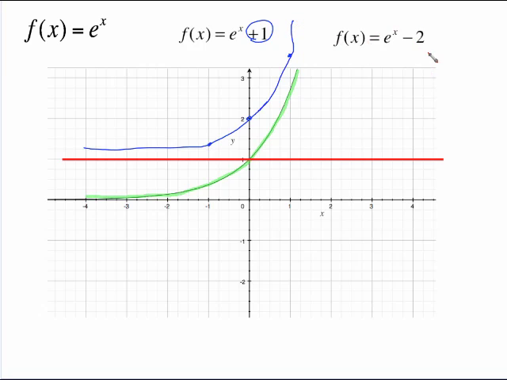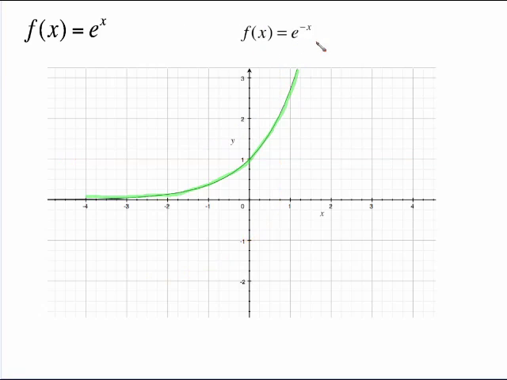If I want to do e to the x minus 2, all I have to do is take each of these points and drop them down 2. Drop this down 2. Take this one down 2. And you see the curve that we're getting is about like this. So it's the same rules that we established for a to the x, 2 to the x, 3 to the x is going to work the same for e to the x.